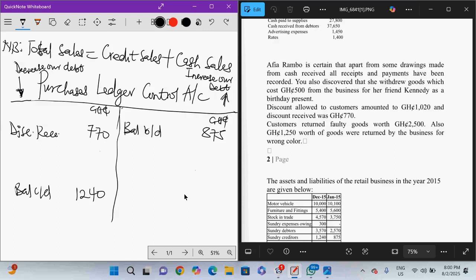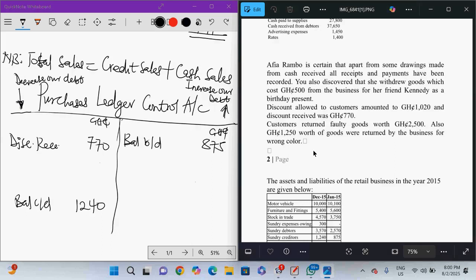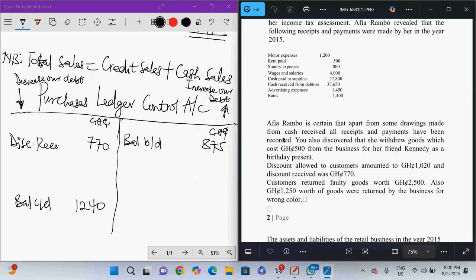Is there any cash payment to our creditors? Do we make any cash payment? Yes, so we made a cash payment of 27,800. This cash payment that we have made, will it increase our debt or decrease our debt?